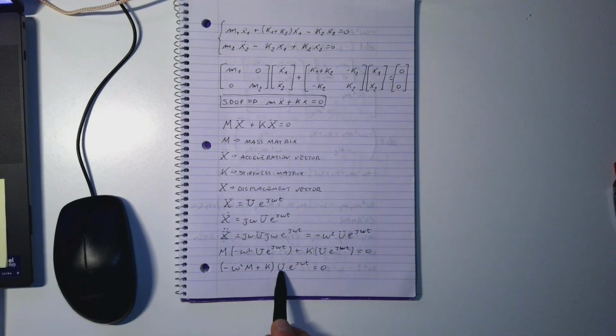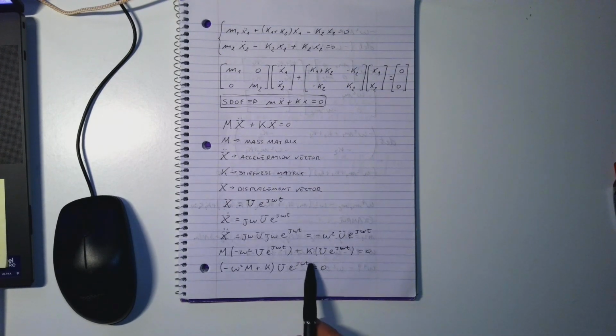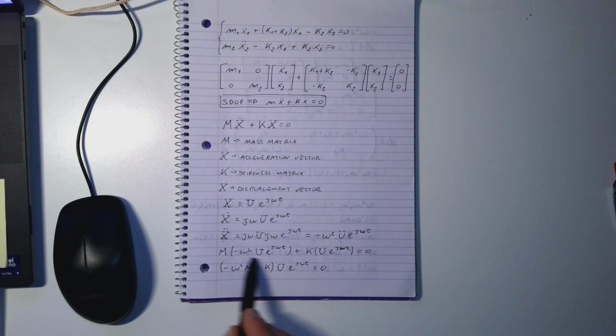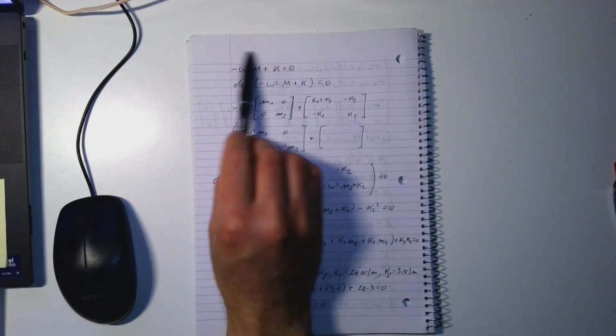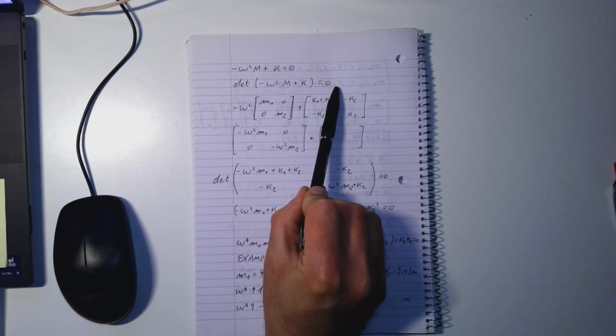The term u cannot be 0 at this time, because it means we have 0 amplitude, so that is a physically not valid solution. This is an exponential, it cannot be 0, so we must look at the term between parentheses, which is, remember, a matrix, because both m and k are matrices. So we have to calculate the determinant of this matrix and equate it to 0.